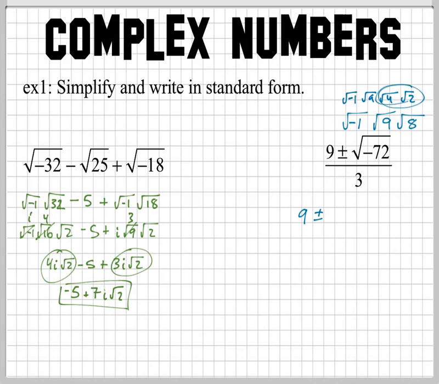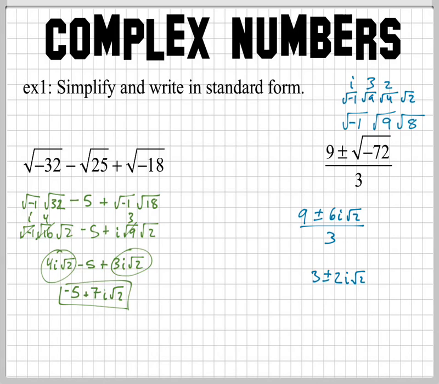Do you guys see where I got the 4 and the 2? Yeah, I got it because I split up the 8. So this is an i, that's a 3, and that's a 2. 2 times 3 times i is 6i radical 2 over 3. Is this simplified? You have to divide the 3 from both of them. So when you divide both of them by 3, you get 3 plus or minus 2i rad 2.